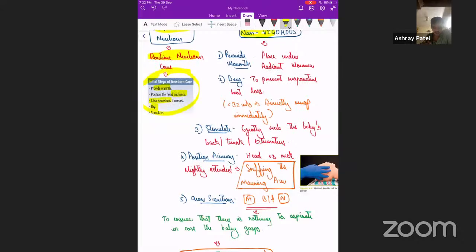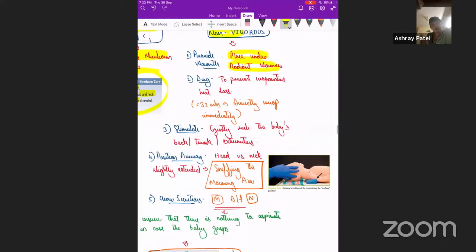So what are these initial steps? First and foremost is TABC. Temperature should be maintained, correct? So we provide warmth. Place the baby immediately under a radiant warmer. This radiant warmer should be preheated 20 minutes before the delivery. It has to be put in manual mode with maximum temperature, preheated 20 minutes before.